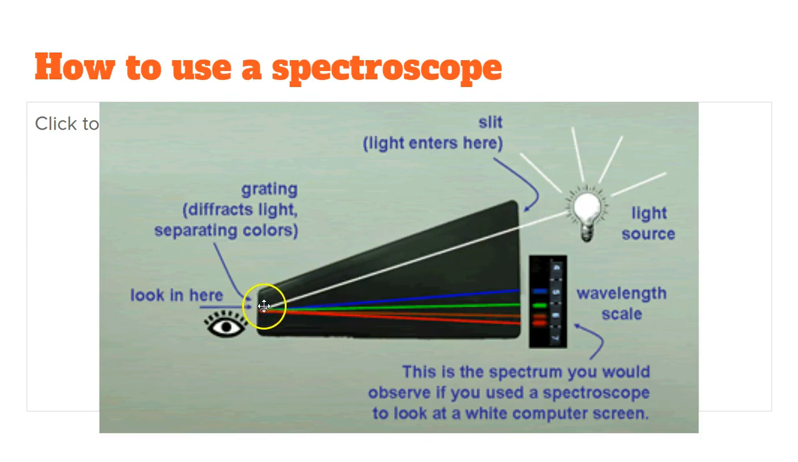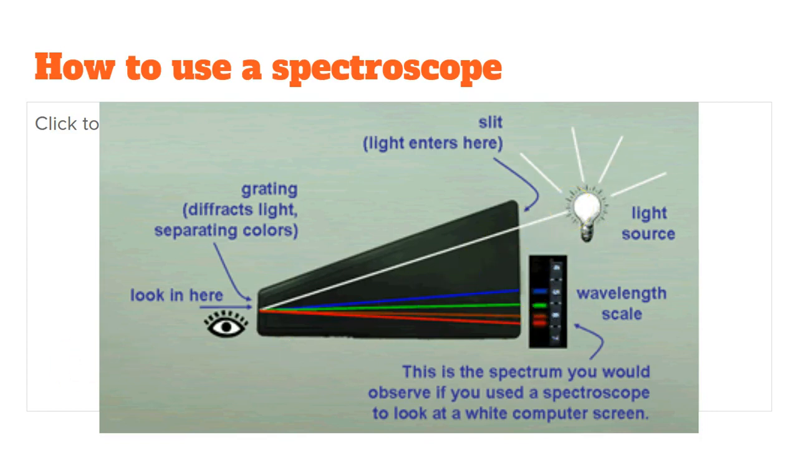What happens is near the end of the spectroscope there's a very narrow slit. Sometimes they have prisms in here, and this will diffract the light. When the light is diffracted, it actually separates all of the different wavelengths of light into a spectrum. And so on the end of your spectroscope there's a scale where we can actually determine the different wavelengths of light that are being produced from that individual light source.